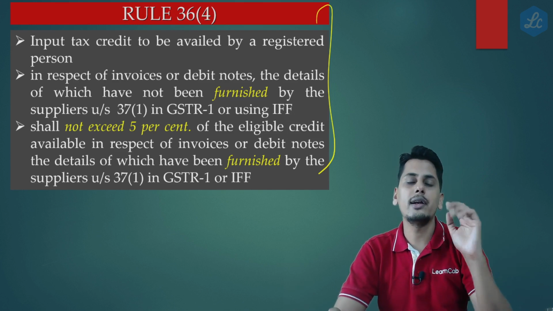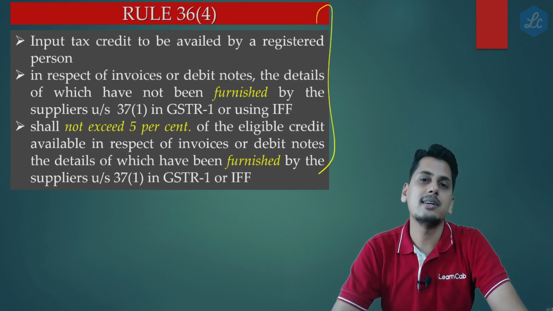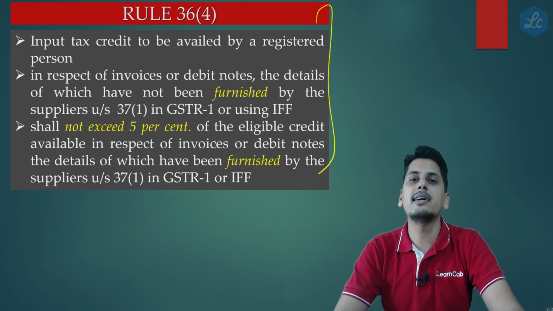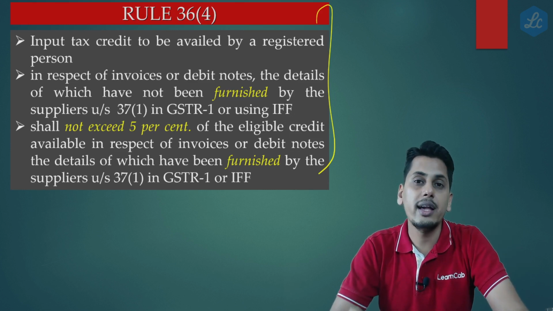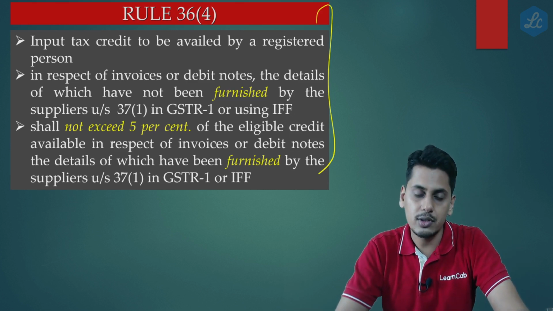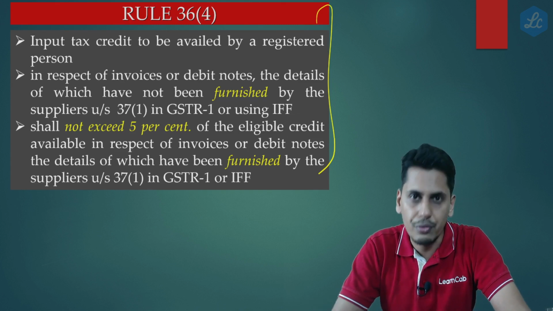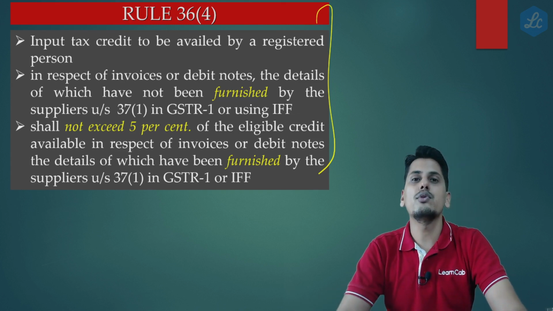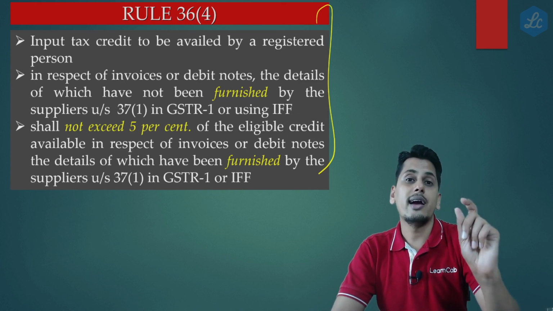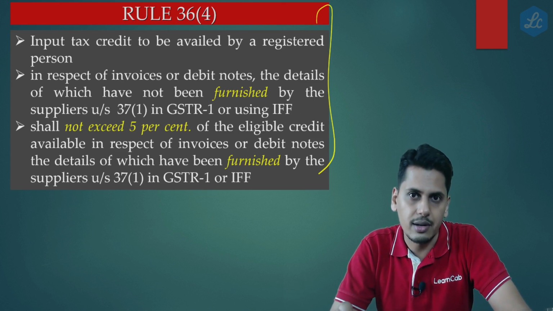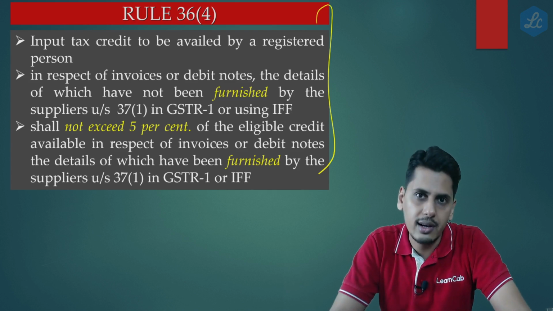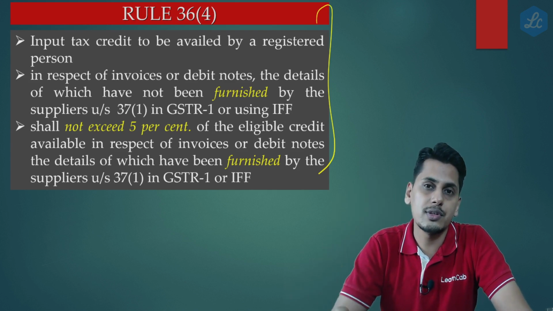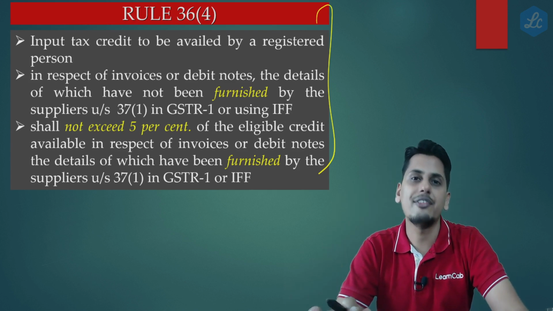Prior to amendment, it was 110% of eligible credits of GSTR-2A subject to a maximum of eligible book credit. So this was the crux of 36 sub rule 4. Now friends, 36 sub rule 4 has been amended. That additional 10% which was given, of those invoices which were furnished plus 10% you could have taken, has now been reduced to 5%.